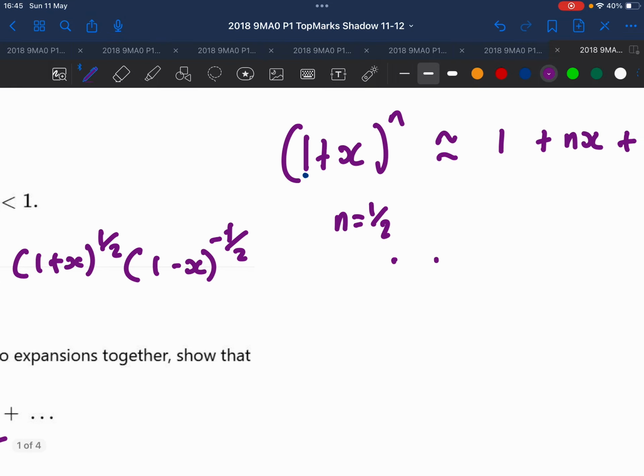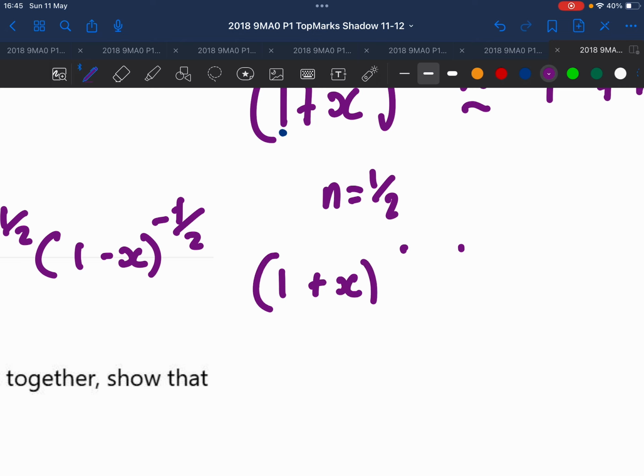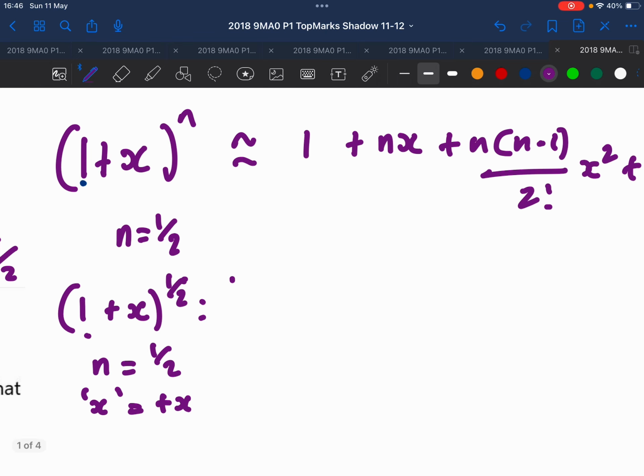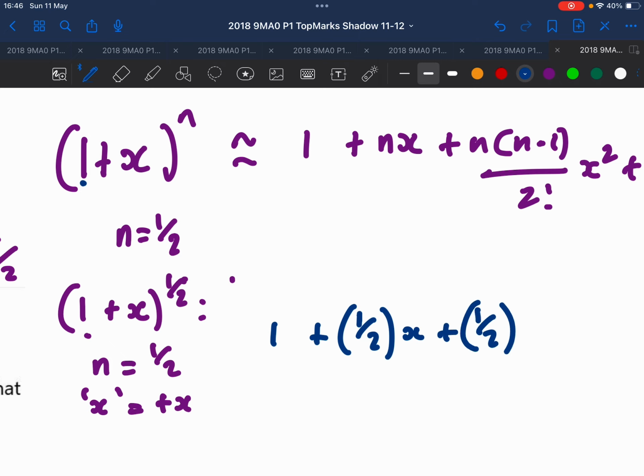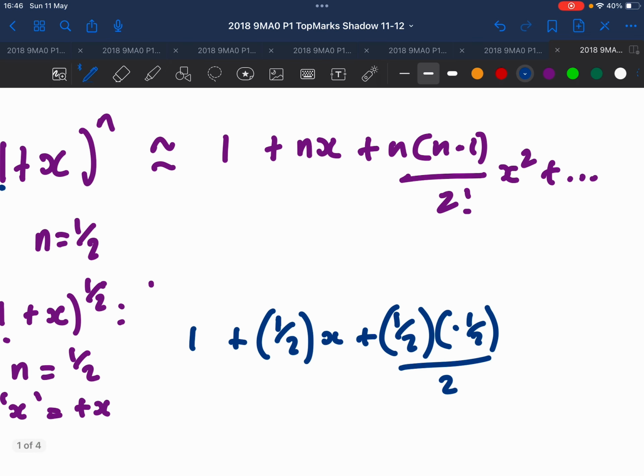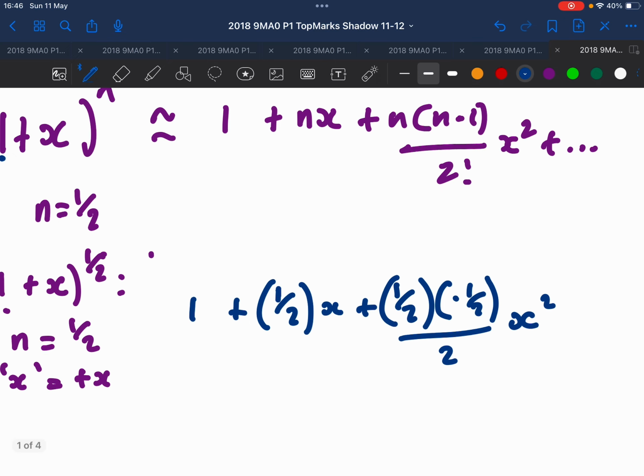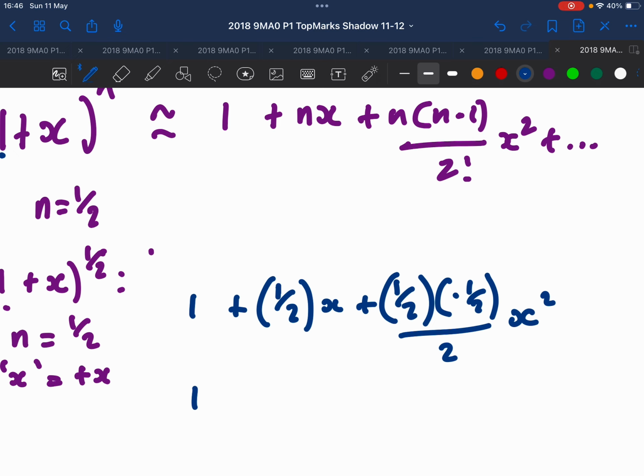So for the first one, which is 1 plus x to the half, the n value is a half. There is a 1 in the 1 position. The x part is just a positive x. So if I try subbing that into the result, I'm going to get 1 plus a half of x plus 1 half, and then 1 less than a half is minus a half. 2 factorial is just a 2. And it's an x, so x squared will just be x. And if I tidy this up, it's just a tiny bit of tidying up: 1 plus x over 2 plus an eighth x squared.